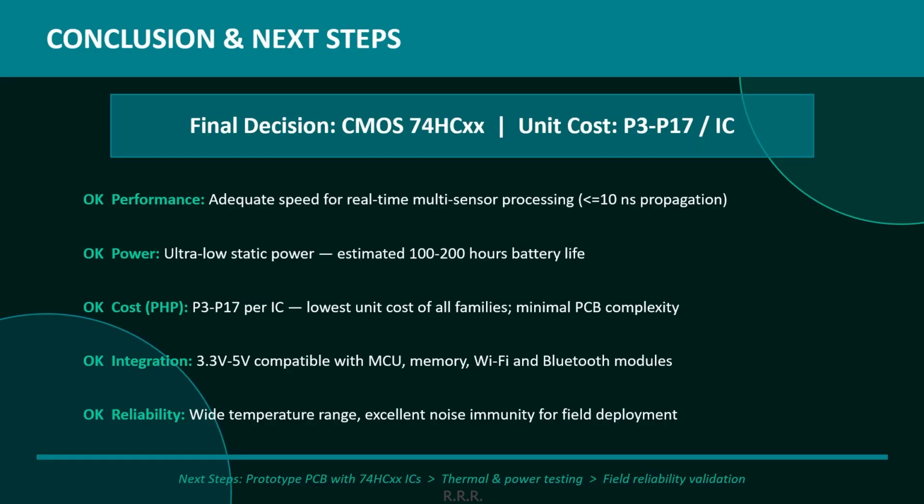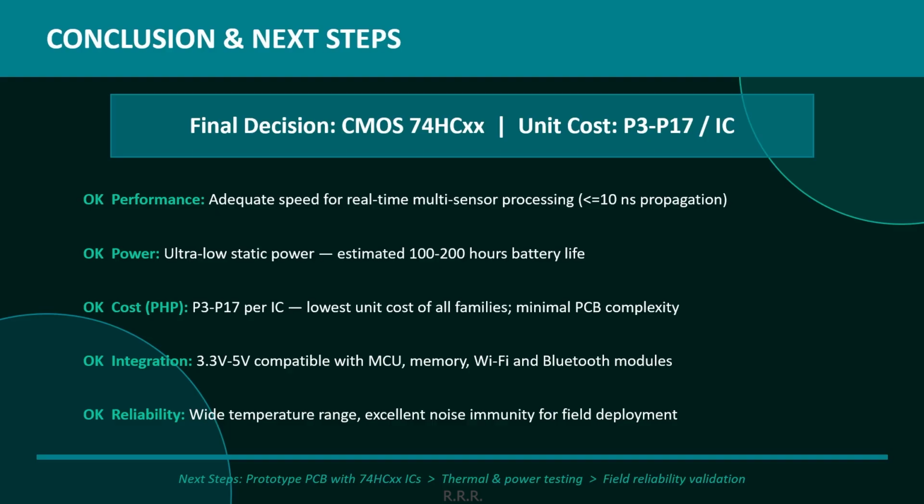To bring everything together, our final decision is to adopt CMOS technology, specifically the 74HCXX high-speed CMOS series, as the digital logic family for the smart home embedded control system. At 3 to 17 pesos per IC, it is the most cost-effective choice on the table. Let's revisit how it meets every one of our 5 requirements.